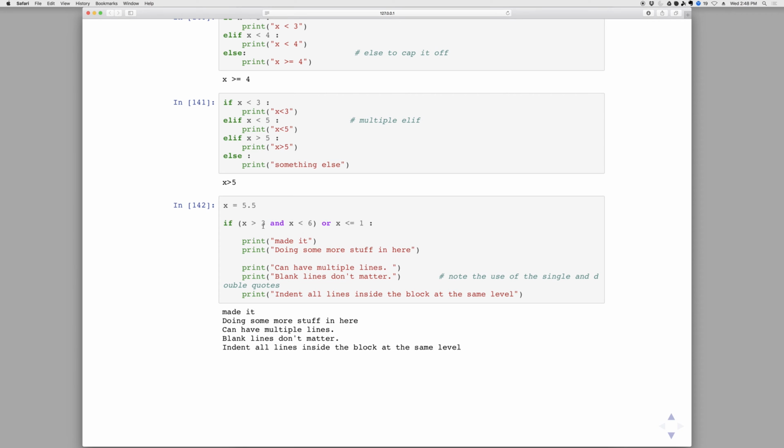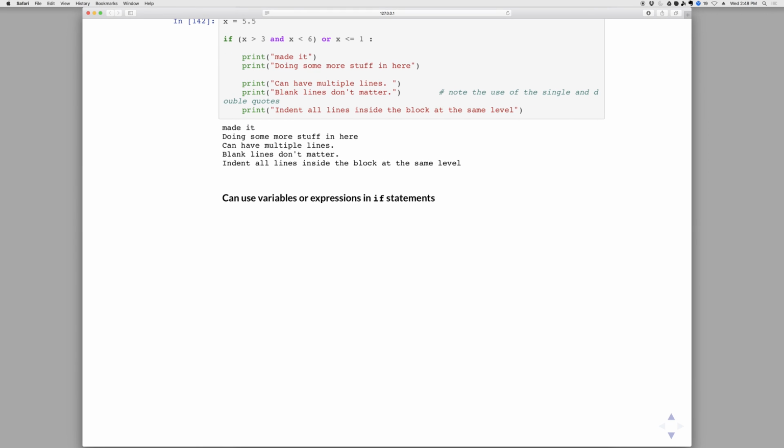If either this quantity in parentheses or this quantity evaluates to true, then the whole thing evaluates to true and will go inside the if statement. If this is false and this is false, then neither of them are true and we won't go inside. Blank lines don't matter, and you can put as many statements as you want inside as long as they're indented. As soon as you stop indenting, the if statement is finished.